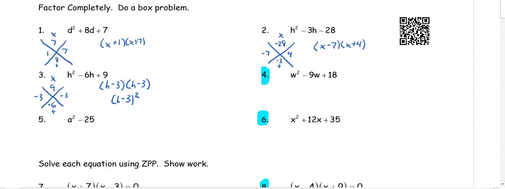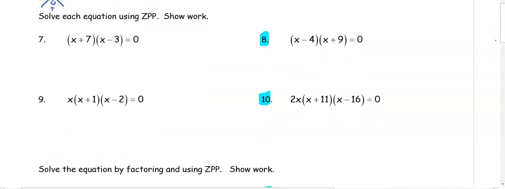In number 5, there is no middle term. So we want to know what multiplies to negative 25 and adds to 0. So we want the same number with different signs. So in this case, we would want 5 and negative 5. We would have a plus 5 and a minus 5.